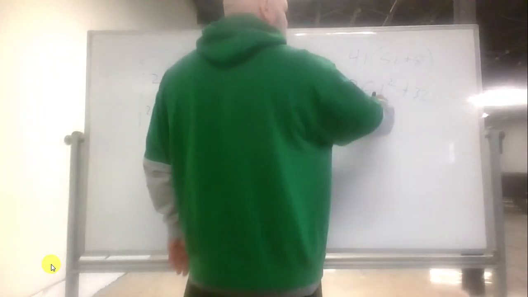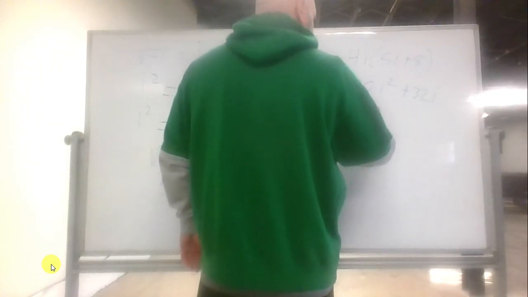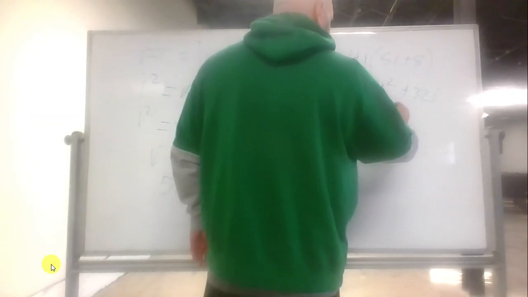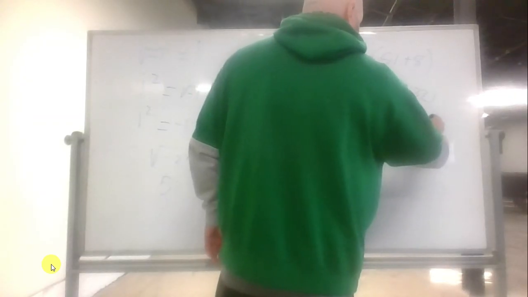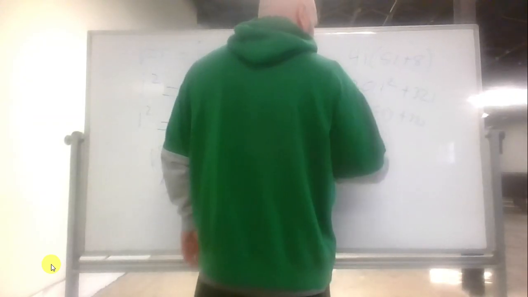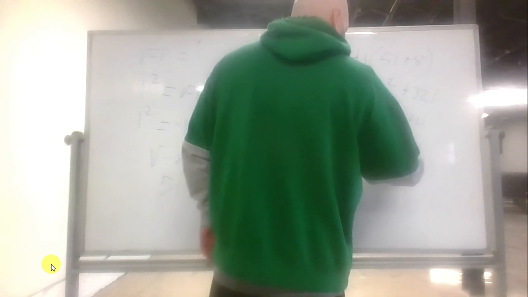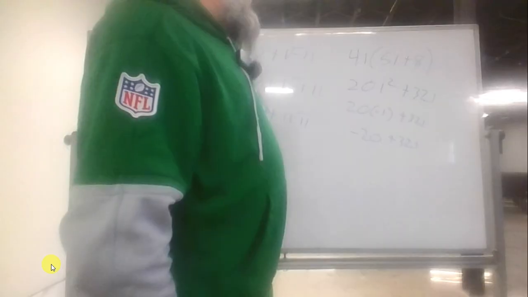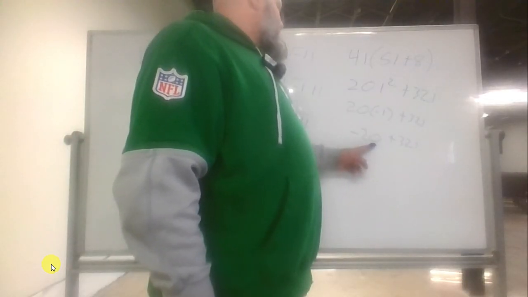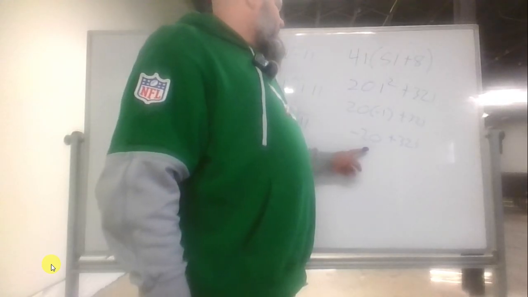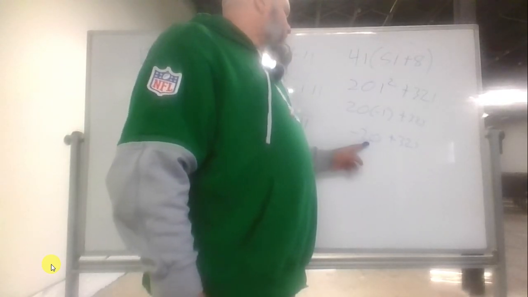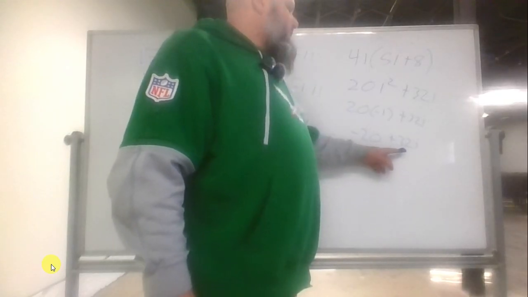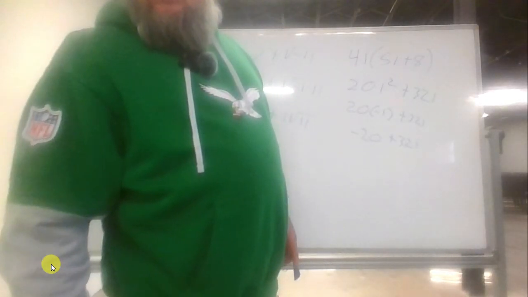Well, what did I say earlier? That i squared is -1. So I can write the 20 times -1 plus 32i. 20 times -1 is -20 plus 32i. Now, when you write your answer, you always put the real part first and the imaginary part second. This is called a complex number. It's a complex number because it has a real part and an imaginary part. You always write the real part first and the imaginary part second.